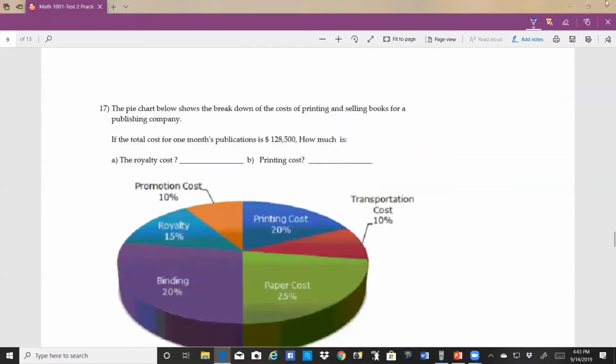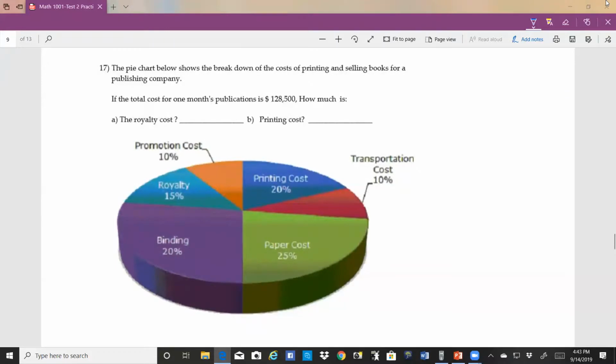Number 17, sometimes you look at a pie chart. And this particular pie chart shows the breakdown of the cost of printing and selling books for a publishing company: printing costs, transportation costs, paper costs, binding costs, royalties, and then promotion costs. If the total cost for 1 month's publications is $128,500, how much are the royalty costs and the printing costs?